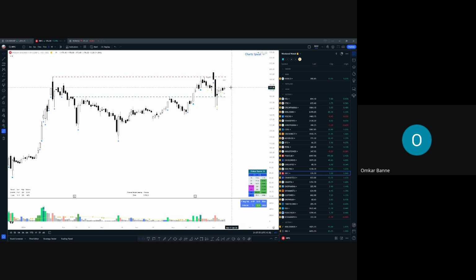And even if you are going to trade them, trade with half of your position sizing. If you are going to allocate 20% for this stock, then just trade with 10%, and the remaining 10% you may add on its way up. Okay.